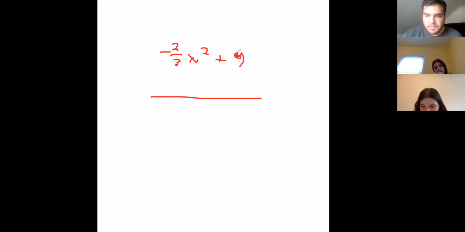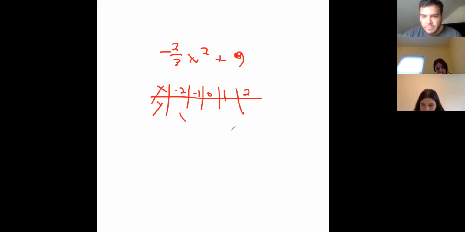Make our table. X, Y. -2, -1, 0, 1, 2. And then you have your y values, which we have to find. Again, we have a little bit of a shortcut. If we find -1, we find +1. If we find -2, we find +2. So we technically only need to do 3 things.